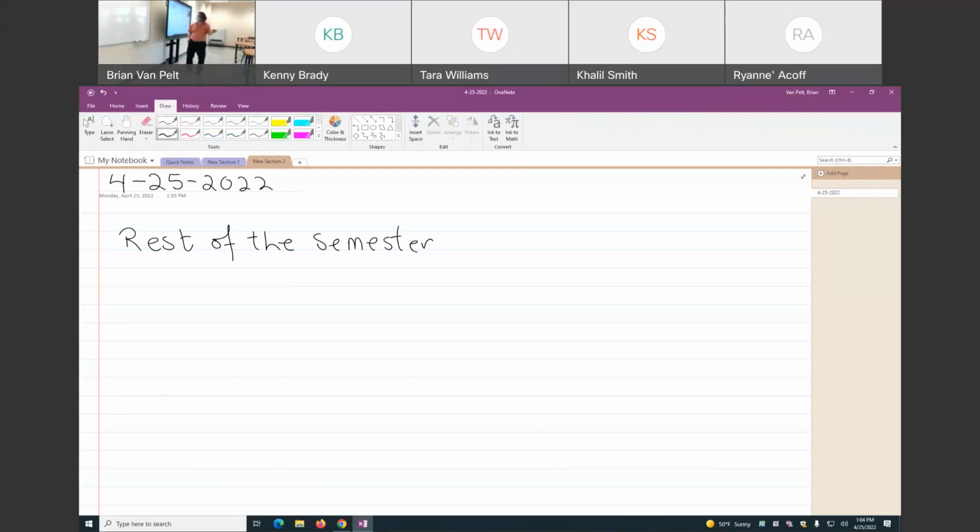Here's how the rest of the semester is going to shake out. We're going to do this stuff on exponents this week, and that'll be all the material we do. So today we're scheduled to do these two. These are all exponents.